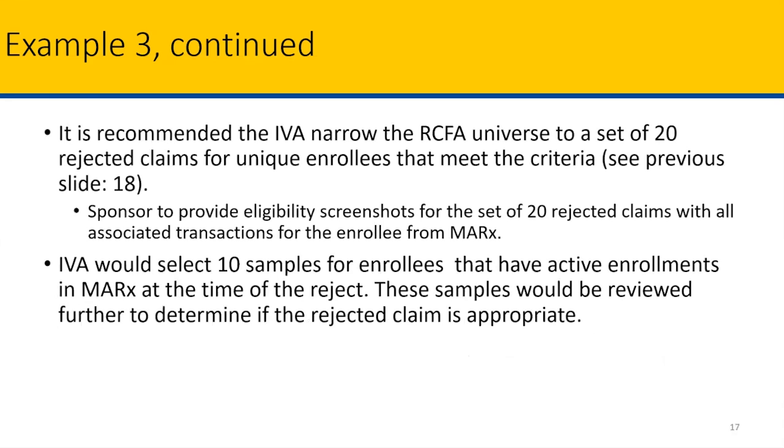Since IVAs do not have access to MARX, it is recommended that the IVA narrow the RCFA universe to a set of 20 rejected claims for unique enrollees that meet the criteria discussed on the previous slide. The sponsor would then provide eligibility screenshots with all associated transactions for the enrollee from MARX. The IVA would be able to target and select 10 samples for enrollees that have active enrollments in MARX at the time of the reject. These samples would be reviewed further to determine if the rejected claim is appropriate.